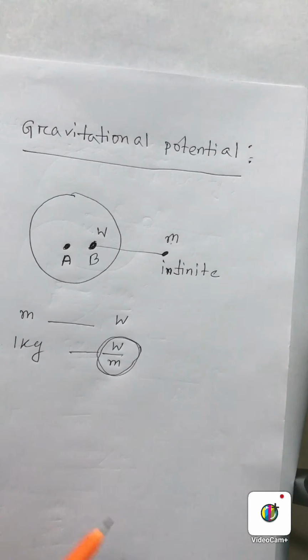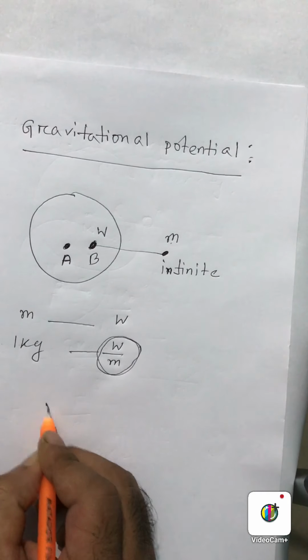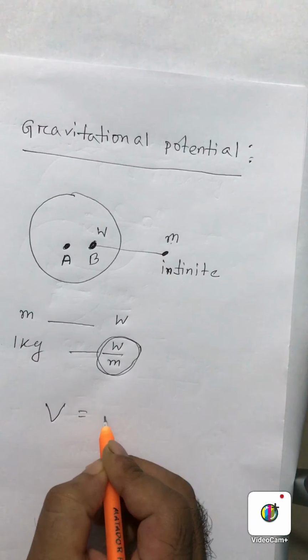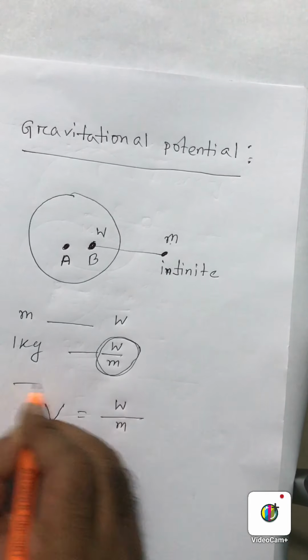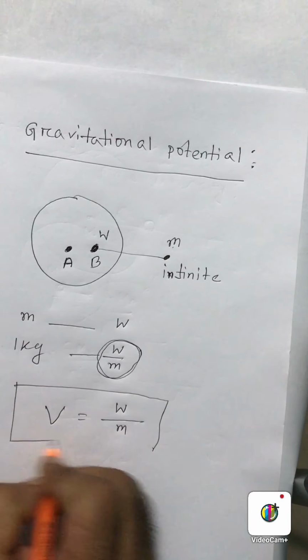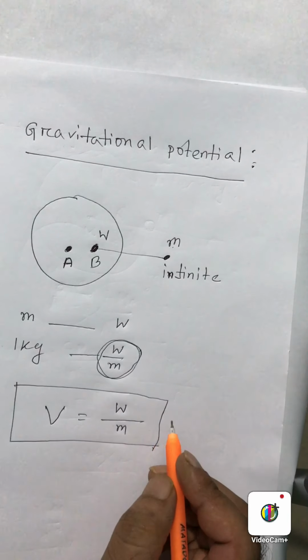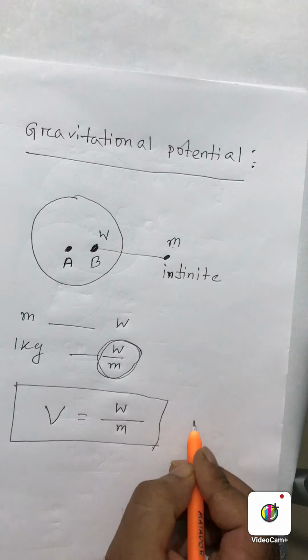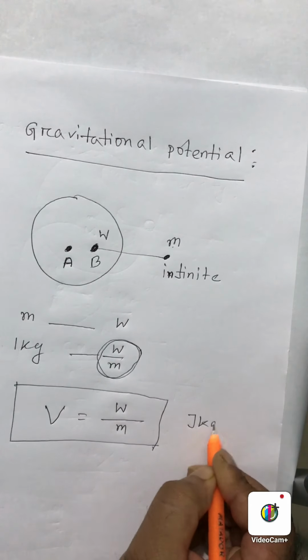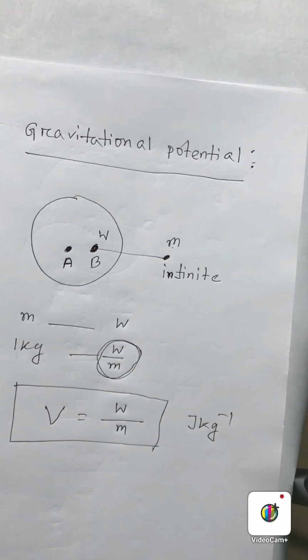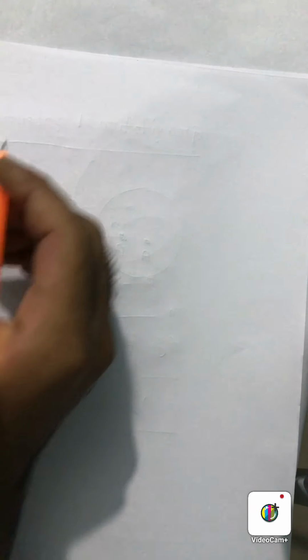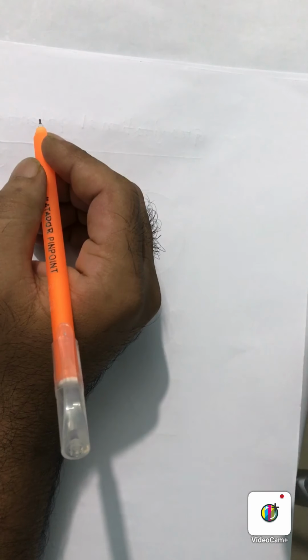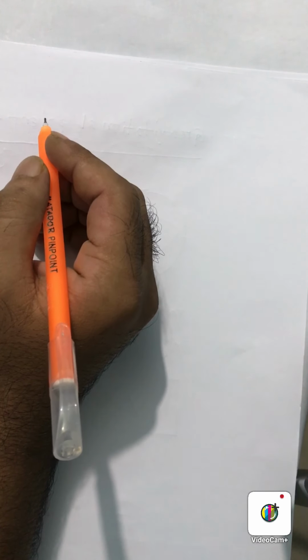So gravitational potential is represented by V. So V equals W divided by small m. So this is the gravitational potential, and the unit of gravitational potential is joule per kg. Now we discuss what is the equation of gravitational potential.